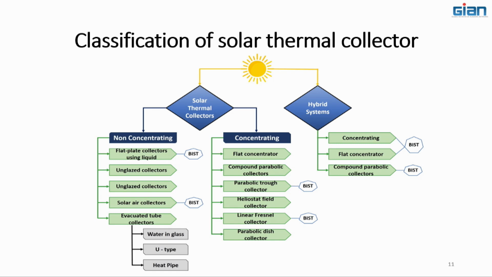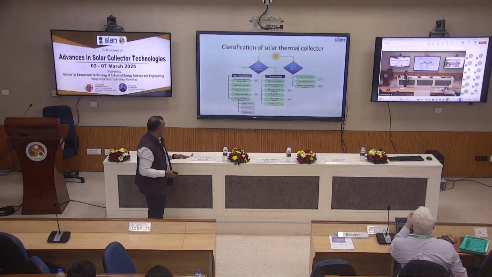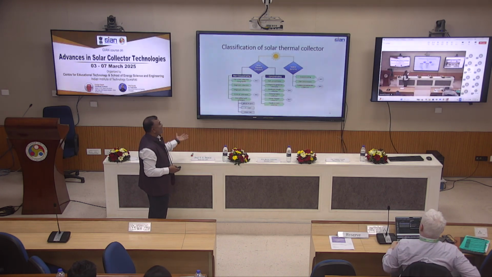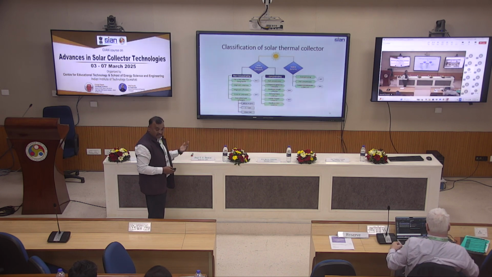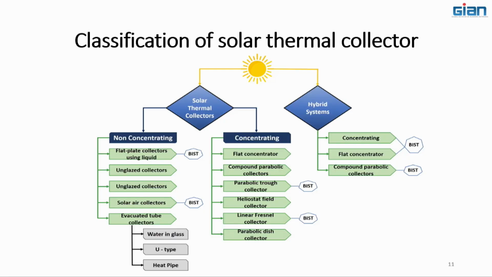Transmissivity is something like, in technical terms, what we call the extinction coefficient. What could be the extinction coefficient of the glass? Then solar air heater, it may be glazed or it may be unglazed. Then evacuated tube collectors, again we can classify these evacuated tube collectors in different categories. It may be water in glass, it may be U-type or it may be heat pipe.